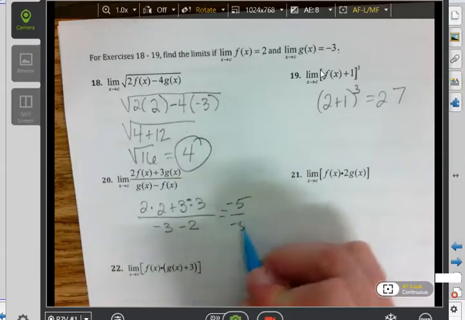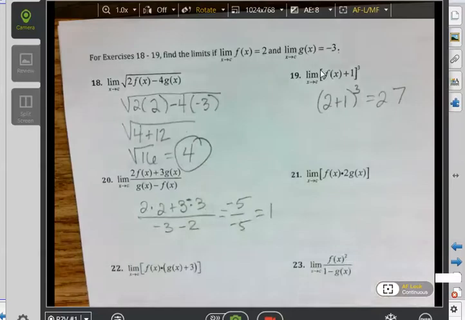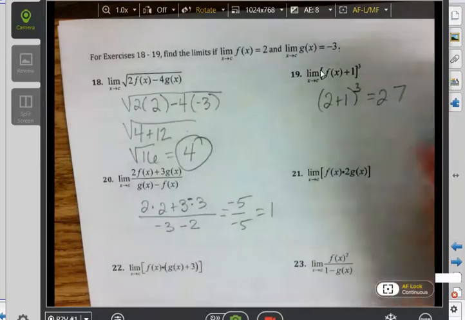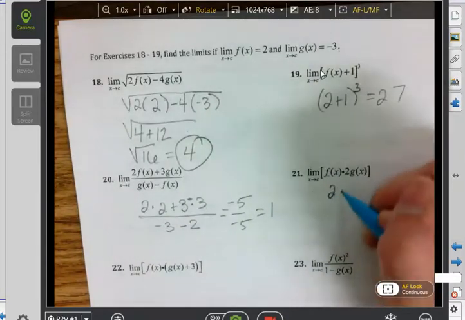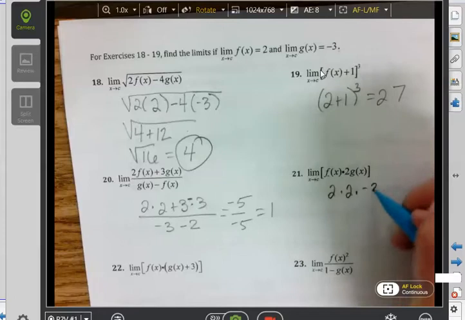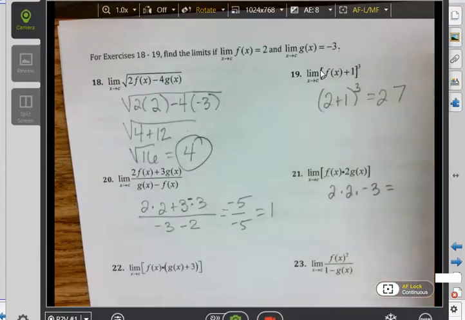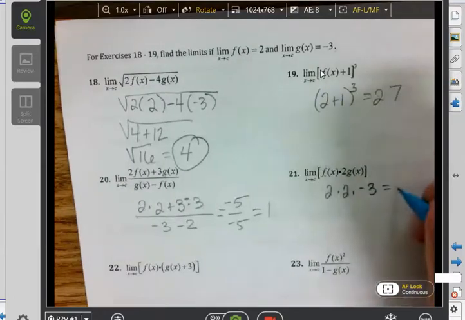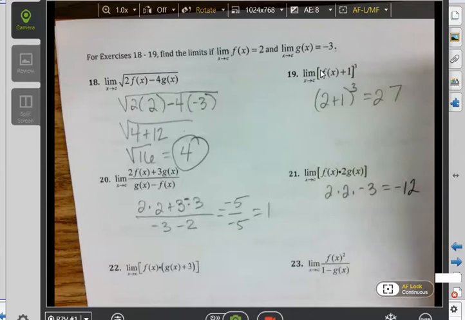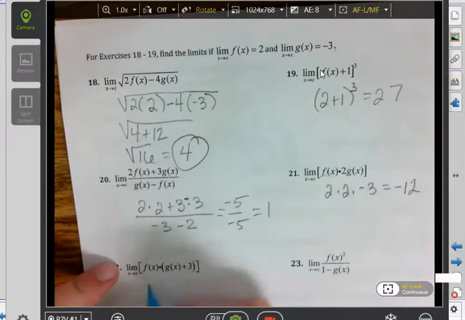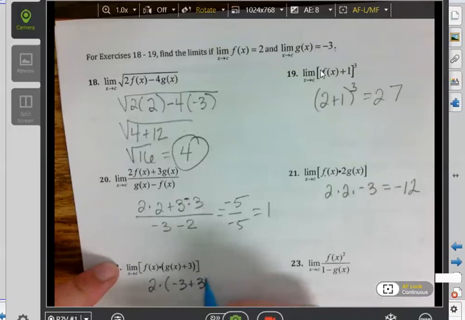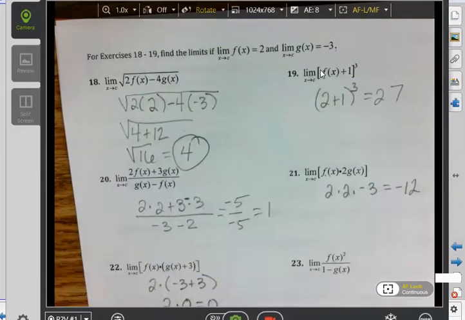Is this one just 1? That's right? Okay. F of x is 2 times 2 times negative 3. What do you get? Negative 12. All right, so I have 2 times 0. What do you get? 0. Yep.